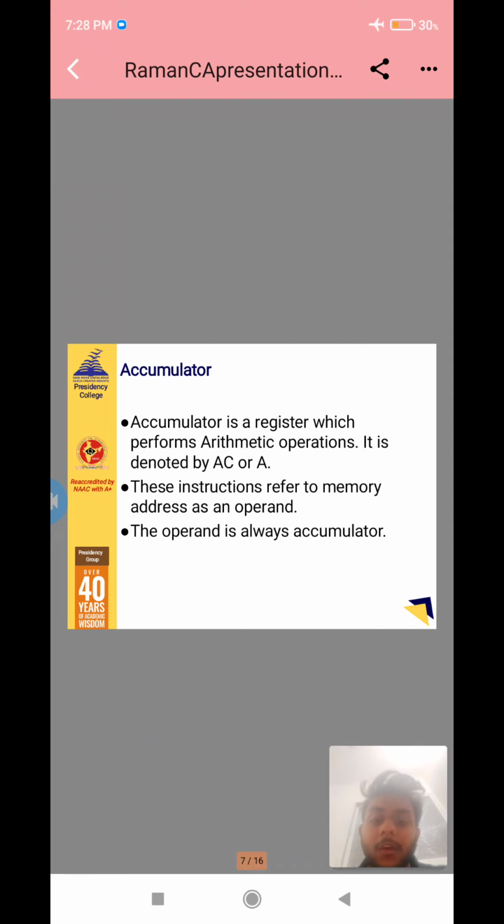And let's see what an accumulator is. Accumulator is a register which performs arithmetic operations. So arithmetic operations are performed by the accumulator. It is denoted by AC or A. These instructions refer to a memory address as an operand. The operand is always the accumulator. So basically, in the accumulator, arithmetic operations are performed.